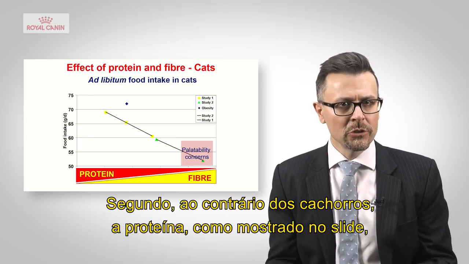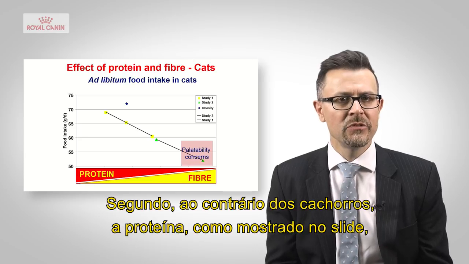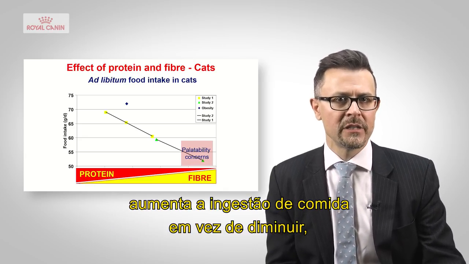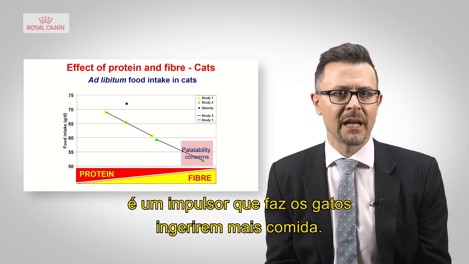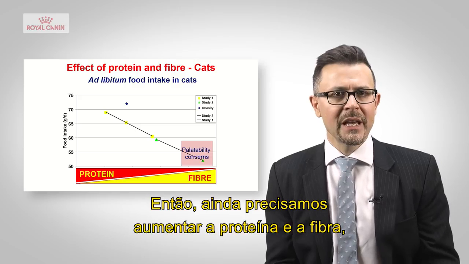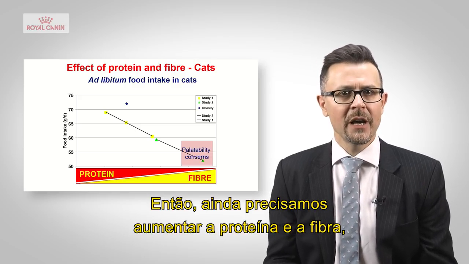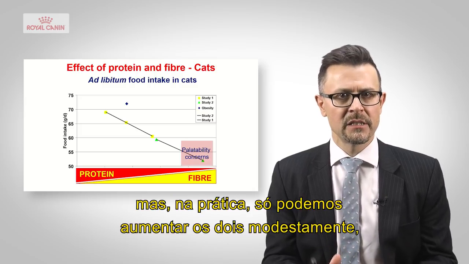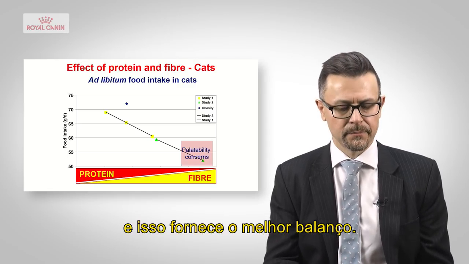Secondly, in contrast to dogs, protein, as the slide shows you, actually increases food intake rather than decreases. It's one of the big drivers of food intake in cats. So we still need to increase protein and we still need to increase fiber, but in reality we can only modestly increase both, and that provides the best balance.